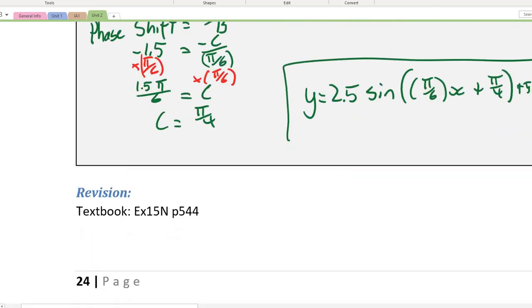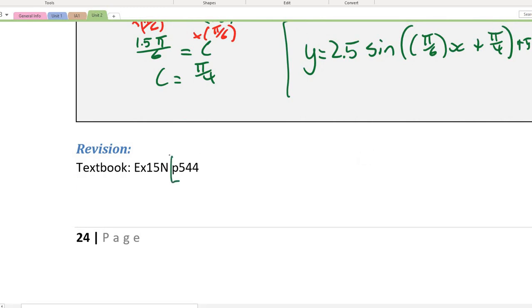Guys, I want you to have a practice at these. There are some questions like this on page 544 of your textbook. I'm trying to remember these questions. I think they're similar to this, where you start with the graph and you solve from there.